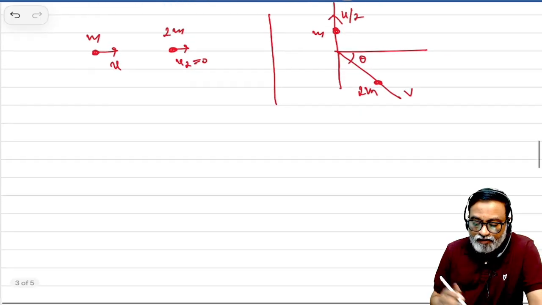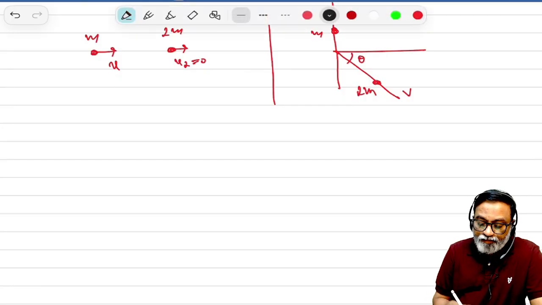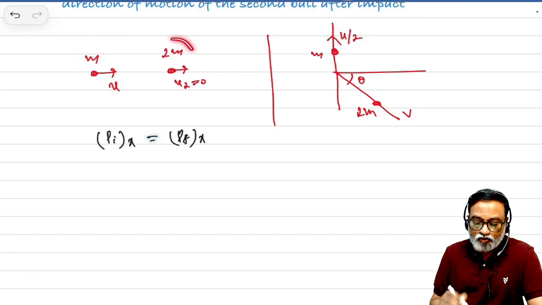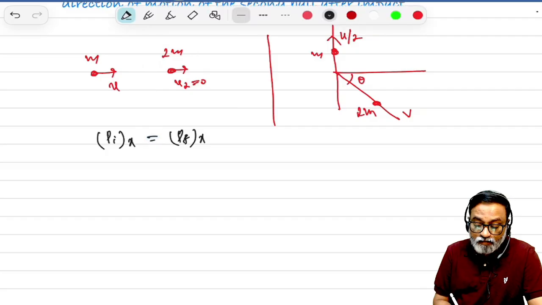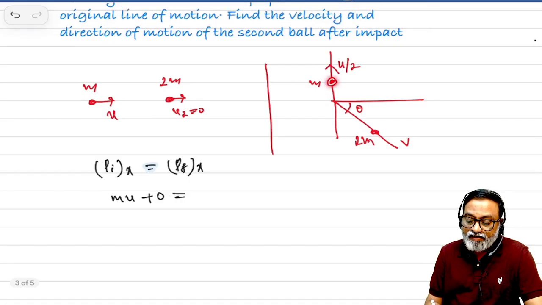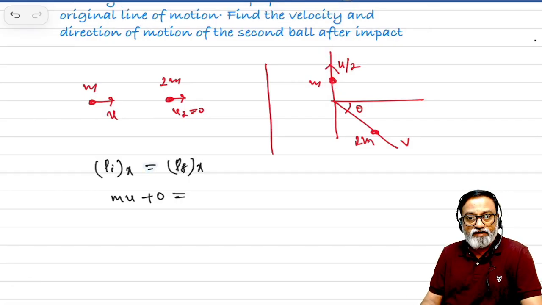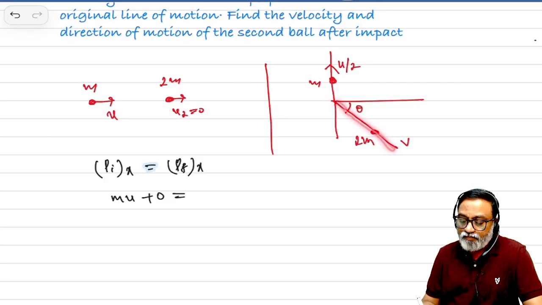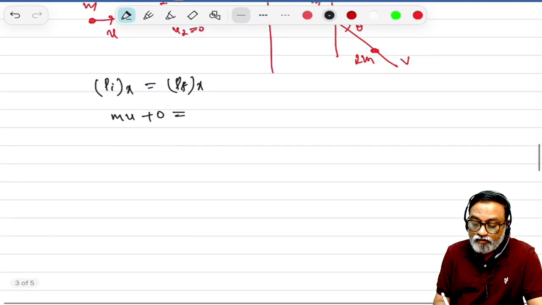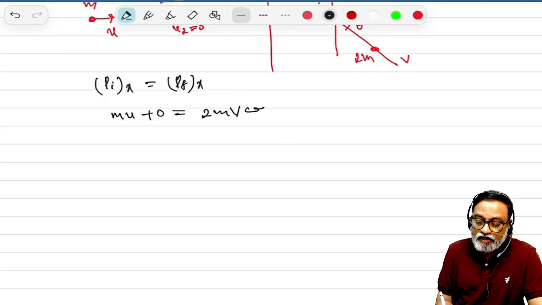See, first one: initial momentum along the x direction is equal to final momentum along the x direction. Initially, this body has only velocity, and this one is 0. Therefore, momentum is m into u plus 0. For the final momentum, this body has velocity only along the y direction, there is no momentum along the x direction. But this body has momentum with v and theta, therefore momentum is 2mv. If you resolve along the x direction, 2mv cos theta. Therefore, this becomes 2mv cos theta.